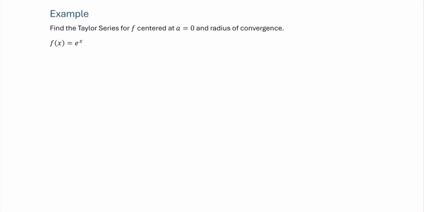Let's look at this example. We want to find the Taylor series for f centered at a equals 0 and find the radius of convergence. Notice that since a is 0, we're actually finding the Maclaurin series. So another way of stating this question is find the Maclaurin series for f. The first thing we want to do is find derivatives for f and look for a pattern.